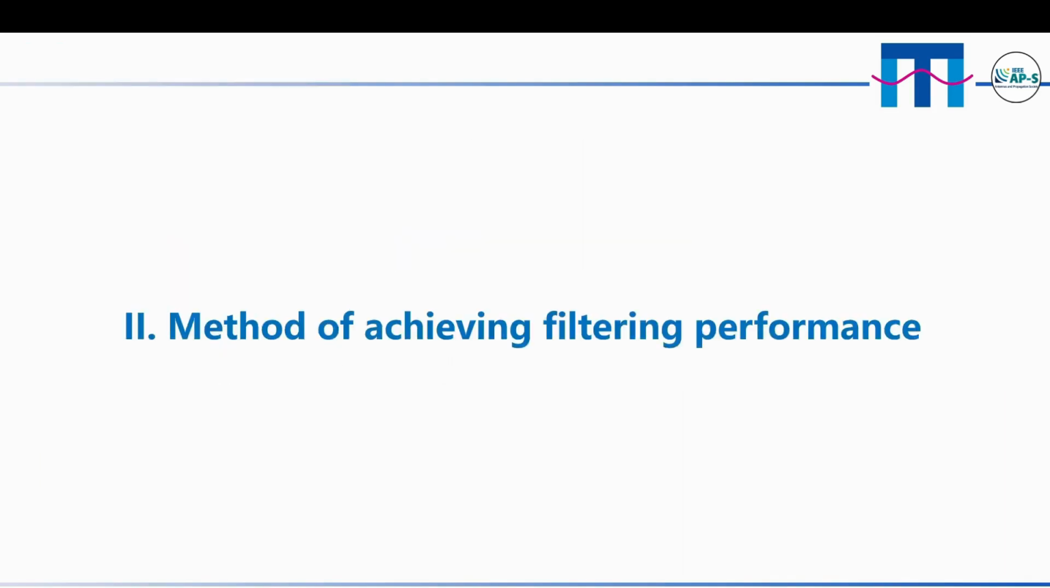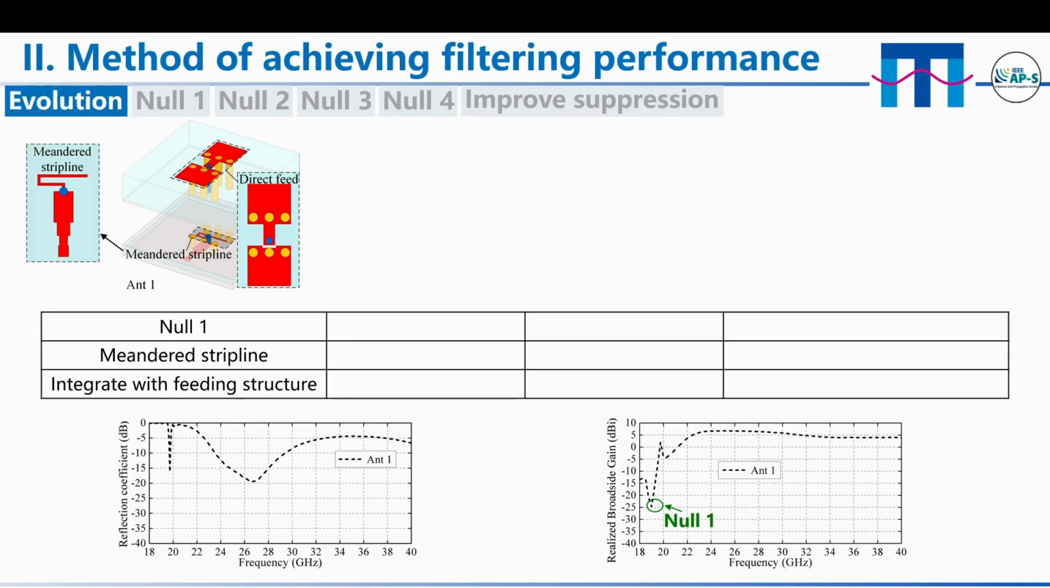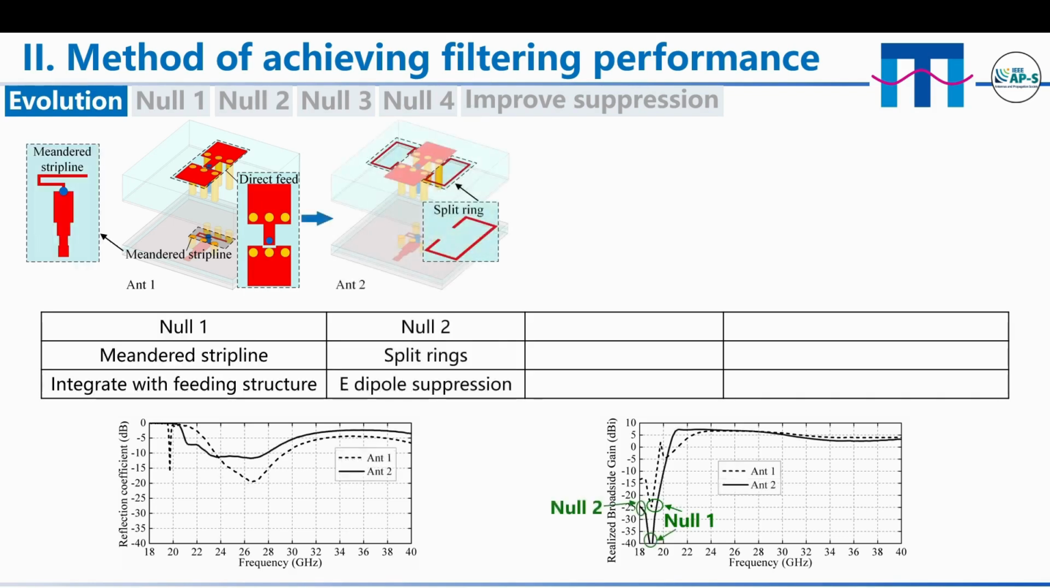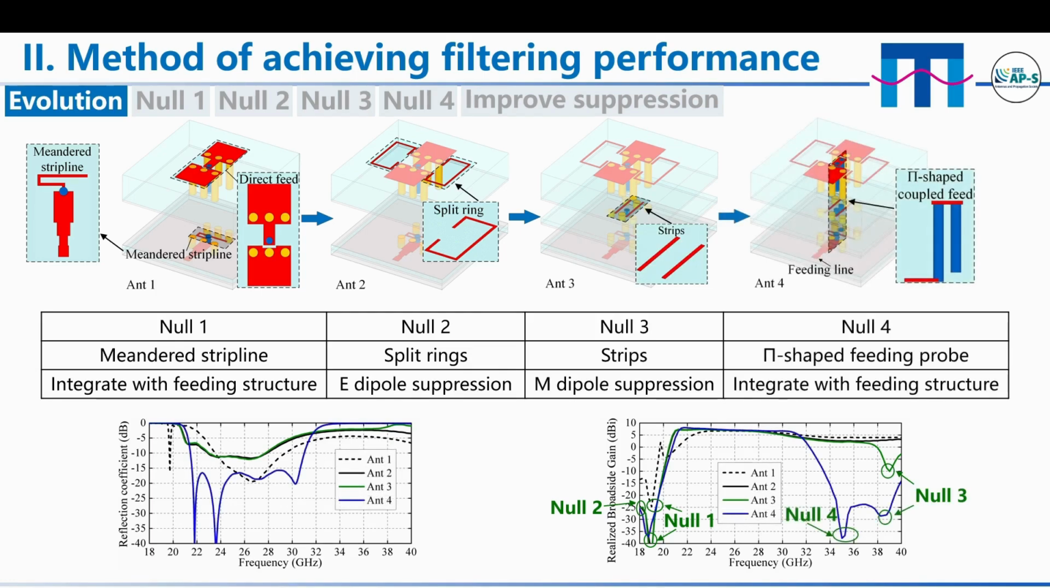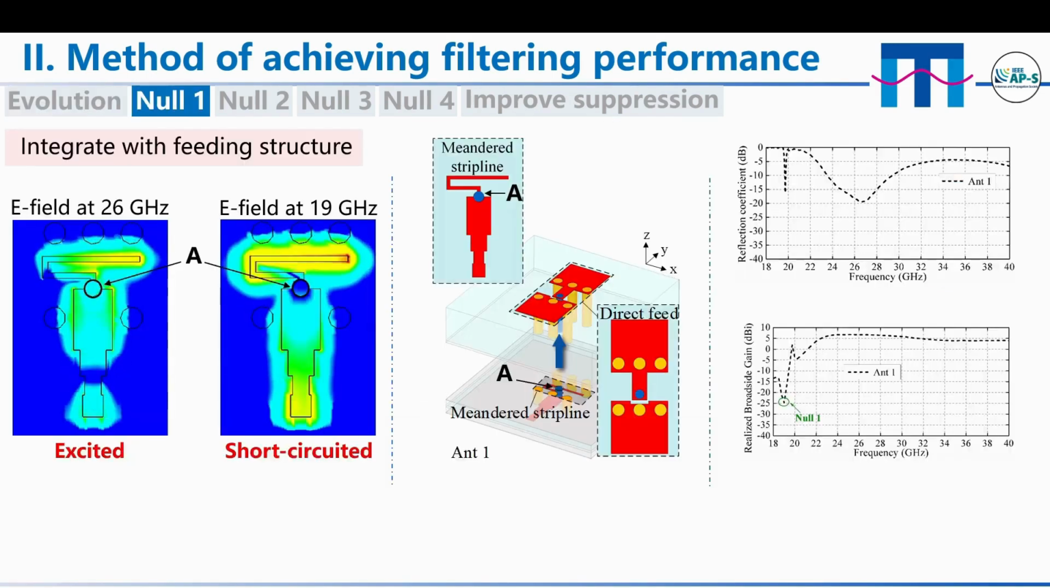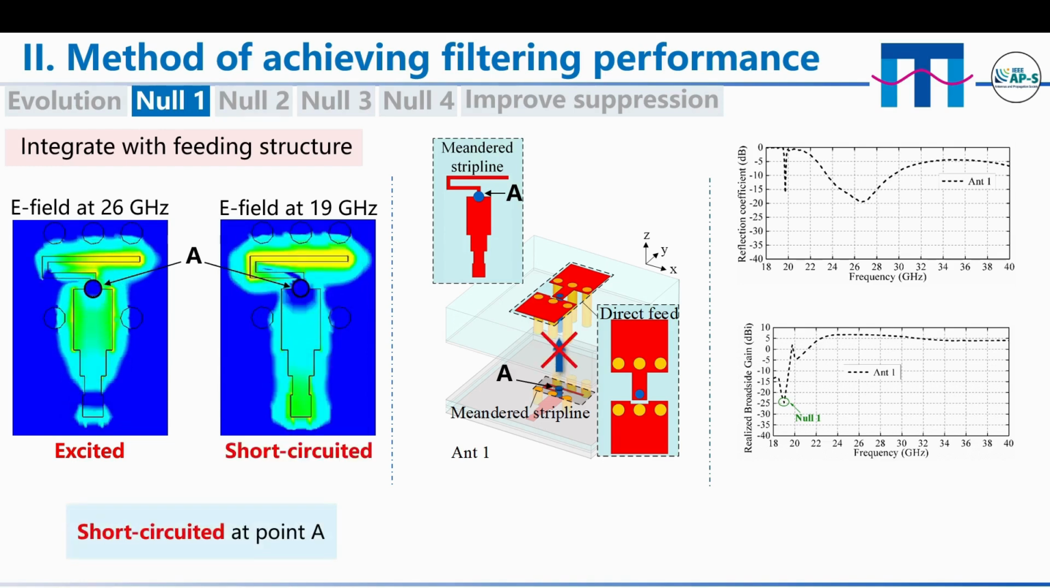The filtering method is explained step by step. ANT1 is a directly fed ME dipole with a meandered strip line, which generates null 1 at 19 GHz. ANT2 is evolved from ANT1 by introducing two split rings, which generates null 2 at 18 GHz. ANT3 is realized by adding two straight strips, which generates null 3 at 39 GHz. ANT4 is completed by replacing the direct feeding line of ANT3 with a pie-shaped coupled feeding probe, generating null 4 at 35.8 GHz.